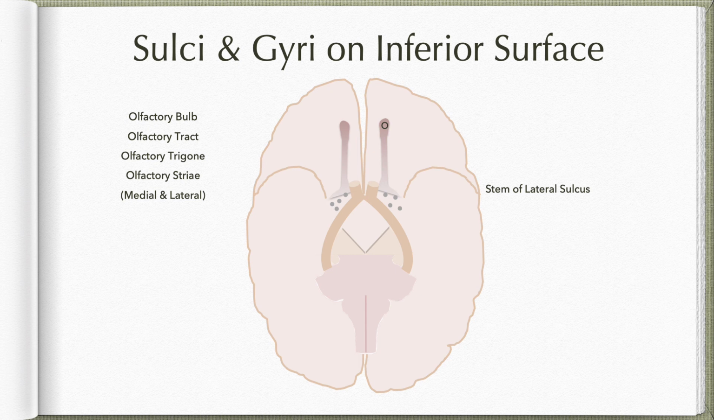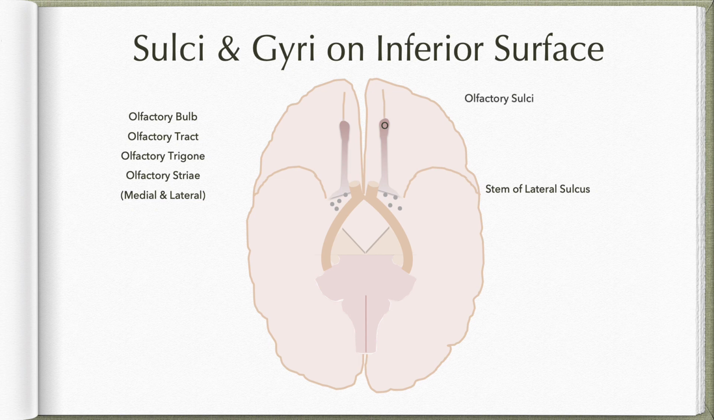The stem of the lateral sulcus starts from this anterior perforated substance medially and runs towards the lateral end, where it reaches the superolateral surface. There this stem will divide into three rami, which we have seen earlier: a posterior ramus, anterior horizontal ramus, and anterior ascending ramus. Typical tree structure. This is the stem dividing into three branches. Now coming to other sulci and gyri, let's first start with the orbital surface.